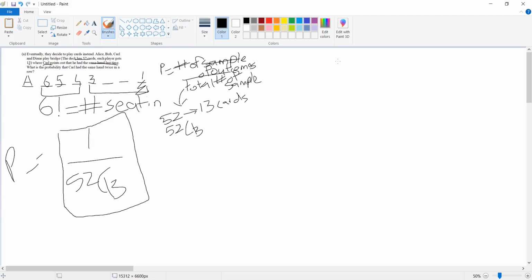Yeah, not twice. If you're saying the probability of someone getting the same hand twice in a row, then yeah, you would be right. So that would be technically what you just mentioned. Could you just explain the difference between the two again?